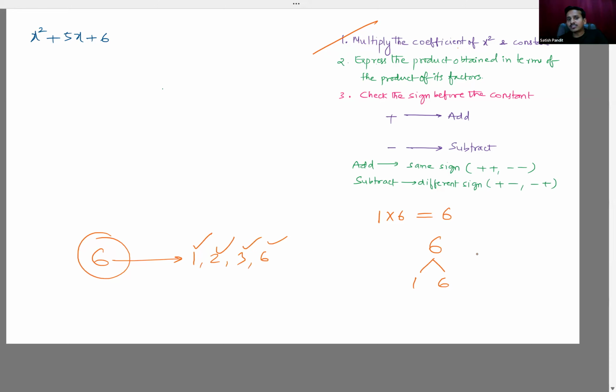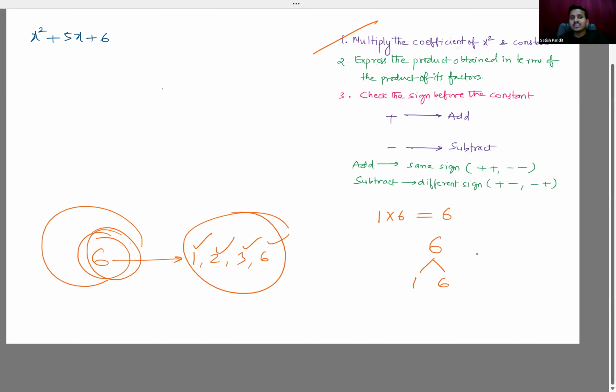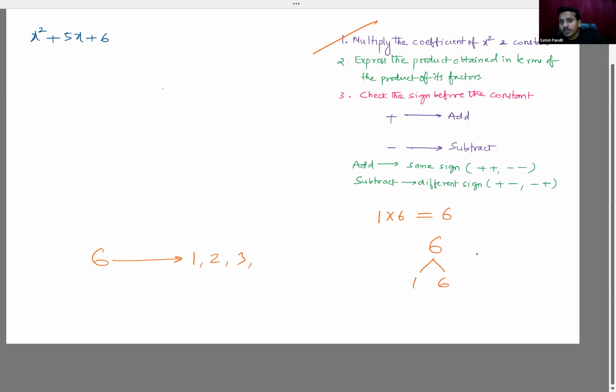All these are factors of 6 because all of them can divide 6 completely. That means there's no remainder; the remainder is 0. So I can write 6 as 1 into 6. How did I get 6 here? You take 6, divide by 1, you get 6, right? So 1 into 6 is 6. Next, take 2, divide 6 by 2, you get 3. So 2 3s are 6. Next, after 2, we'll take 3. 3 2s are 6.